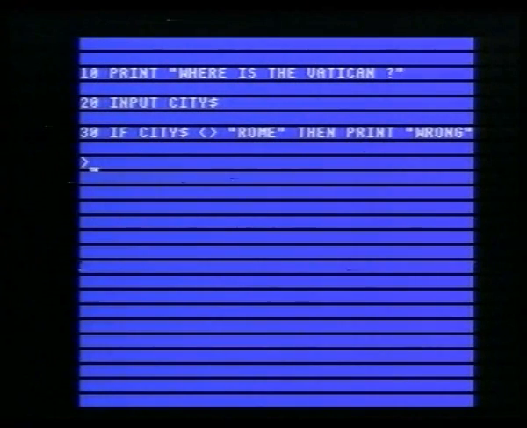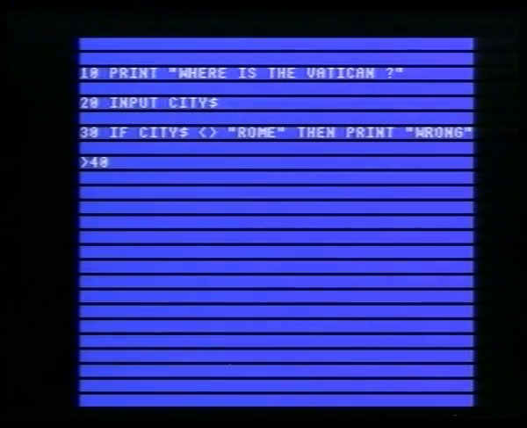When you run the program, you're going to get the question, where is the Vatican? And then you're going to get a question mark. And if you type an answer which isn't the correct answer, which isn't Rome, then it'll say wrong. That's correct. So we can write a line. Would you like to write another line? I think we could put in a line which would say what happens. I've got to type a number, haven't I? Yes. 40, I guess. You could type any number as long as it's bigger than 30.